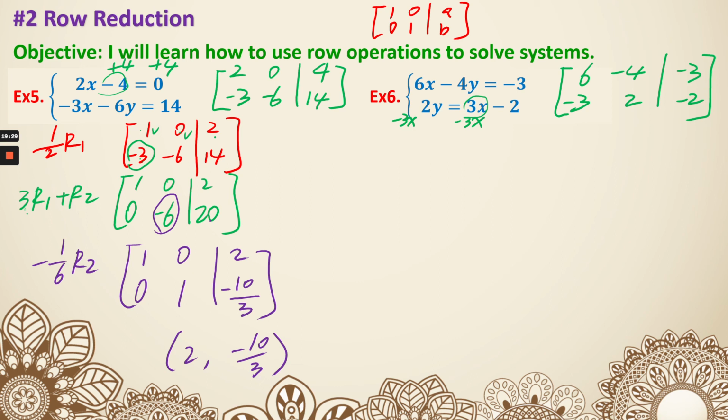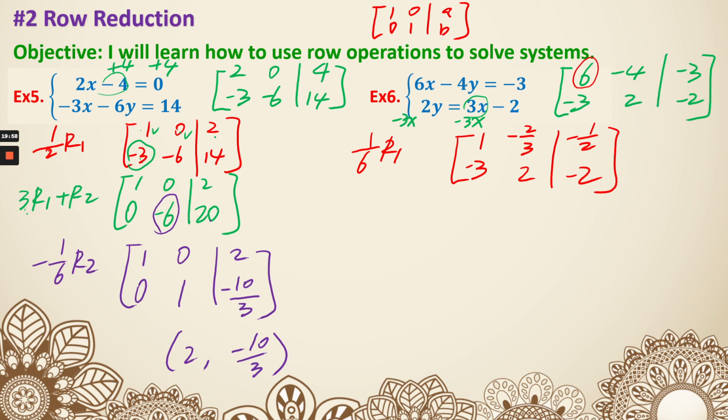Lastly, example 6. First, I do not have any 1s, so I am going to need to multiply by the reciprocal to get a 1 right there. So times the first row by 1/6. We get 1. -4 times 1/6 simplifies to be -2/3. The -3 times 1/6 is -1/2. Second row, we have -3, 2, and -2.